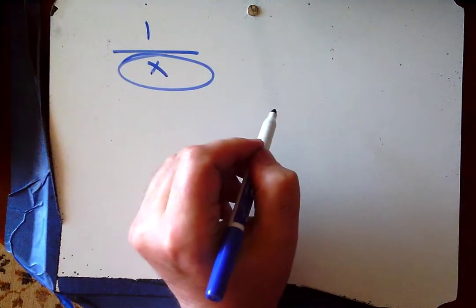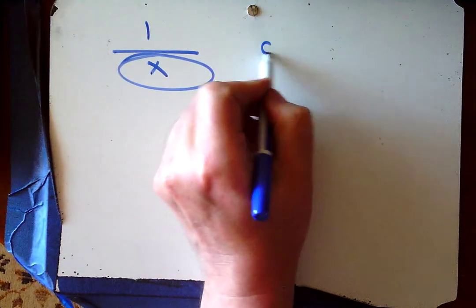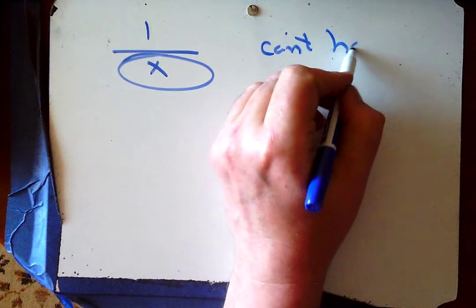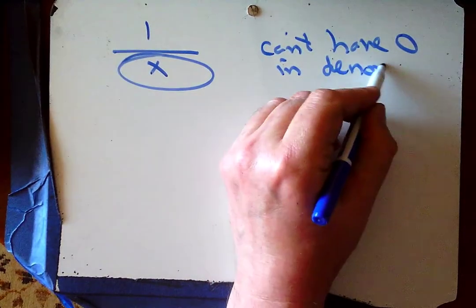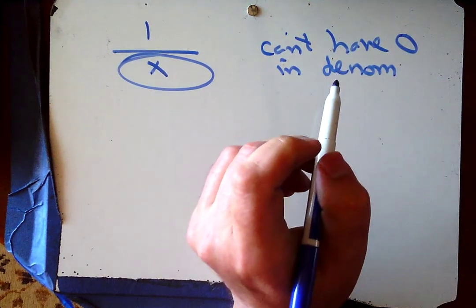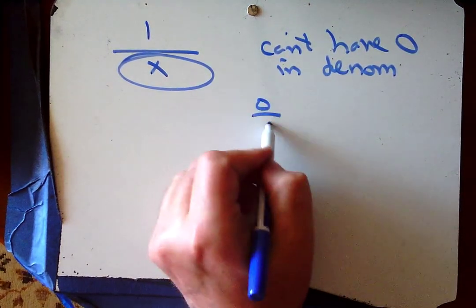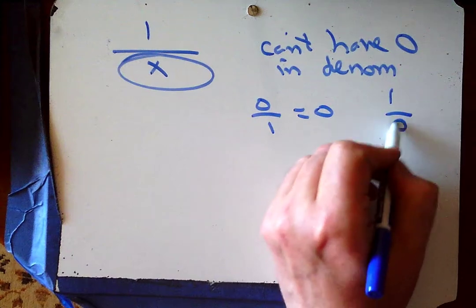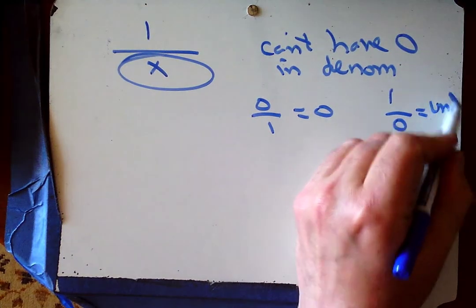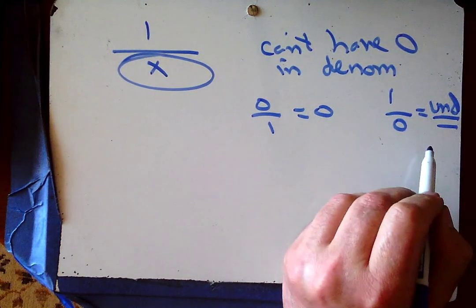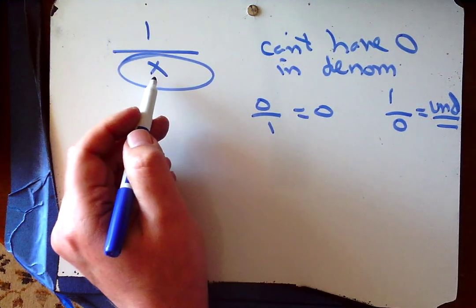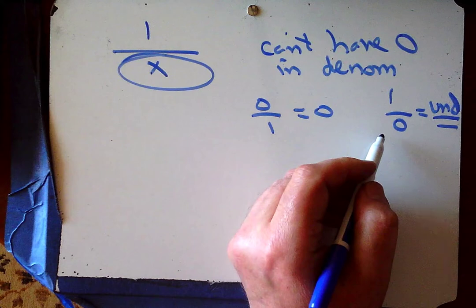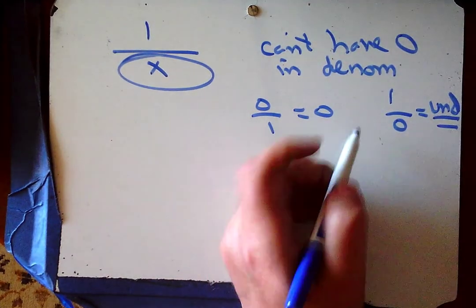What is it that we can't have in the denominator? We can't have 0 in the denominator. We said a little while ago in an earlier video that while 0 over 1 was 0, 1 over 0 is undefined. That's not part of our function, is not defined when we plug in a 0 in there. So we can't have a 0 in the denominator. No 0 in the denominator.